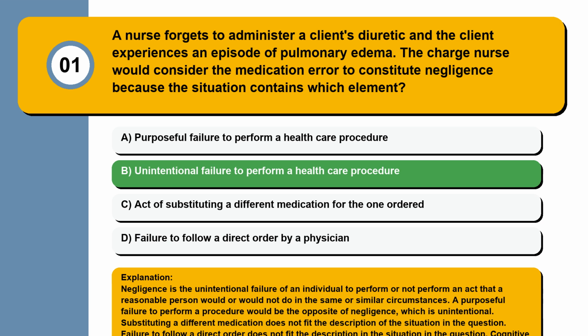Negligence is the unintentional failure of an individual to perform or not perform an act that a reasonable person would or would not do in the same or similar circumstances. A purposeful failure to perform a procedure would be the opposite of negligence, which is unintentional. Substituting a different medication does not fit the description of the situation in the question. Failure to follow a direct order does not fit the description in the situation in the question. Cognitive level, applying; client need, management of care; integrated process, nursing process, assessment; content area, fundamentals.